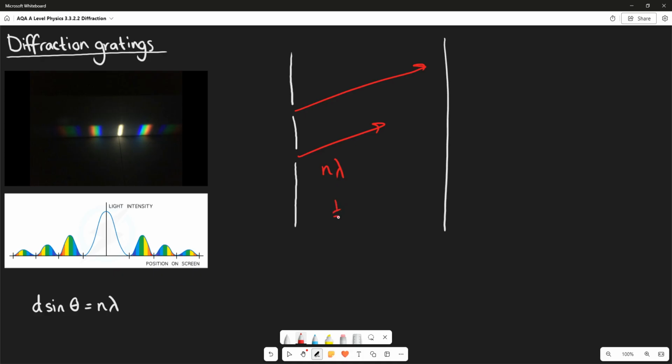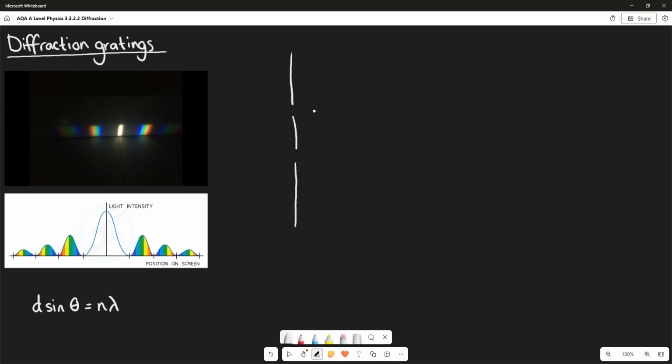Remember, if it's half a wavelength out of step, we're going to get destructive interference. We're interested in where we have a whole number of wavelengths path difference, because that will lead to constructive interference. So we're only interested in scenarios where the path difference between these light rays is n lambdas.